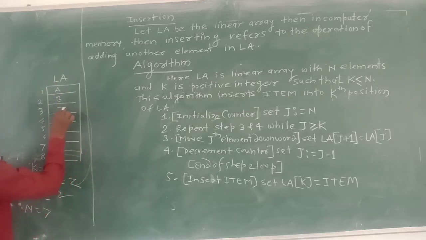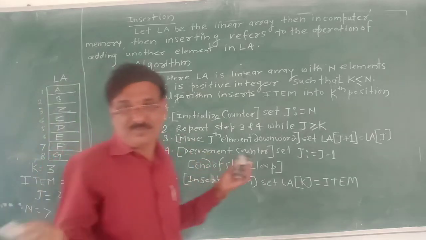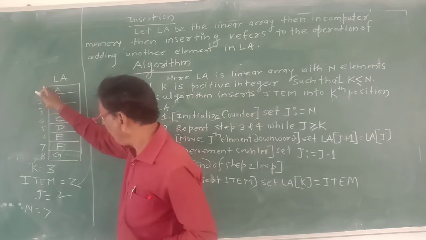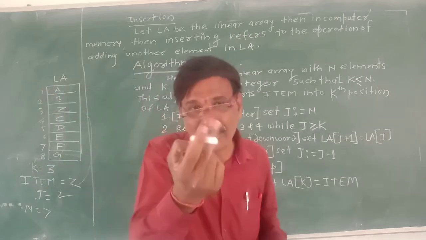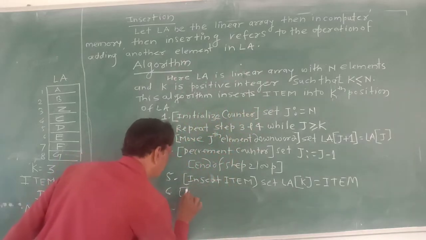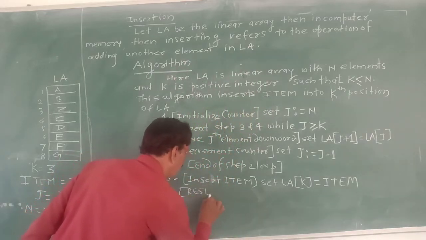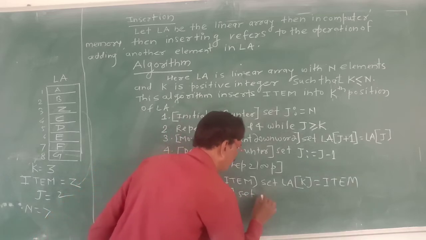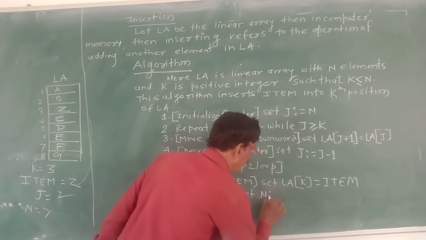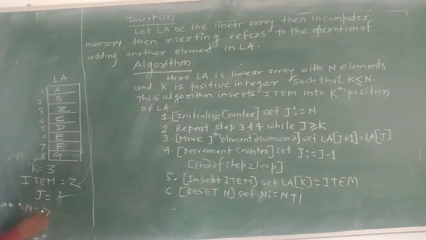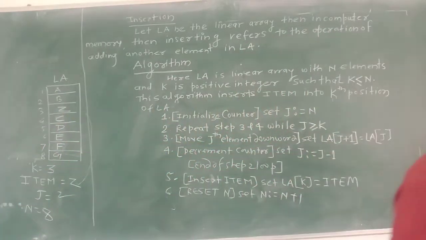item is z. Now you see z is inserted, but next time we have to repeat the traversal from 1 to 8 because the list is incremented by 1, so reset n, that is set n is equal to n plus 1, so n was 7, now n is 8. Take down this.